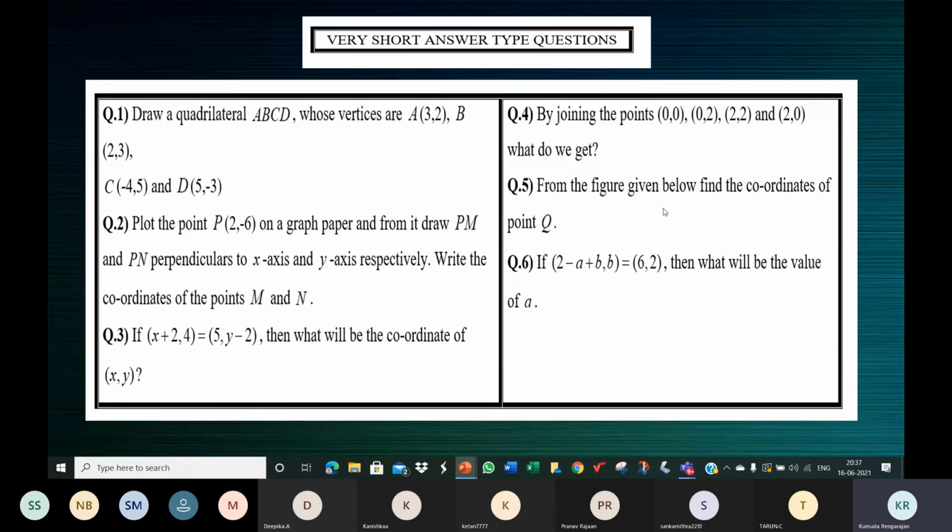Let's just do it like that, children. Now tell me question number 6. How will you convert this? If 2 minus a plus b comma b is equal to 6 comma 2, what will be the value of a? Question number 6. A is 6, ma'am.